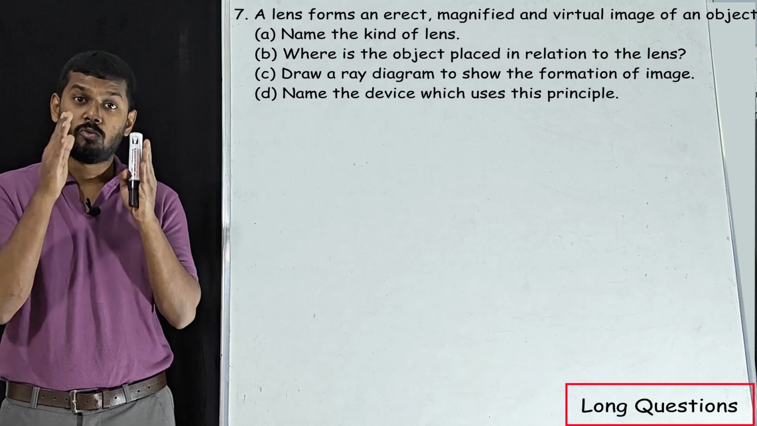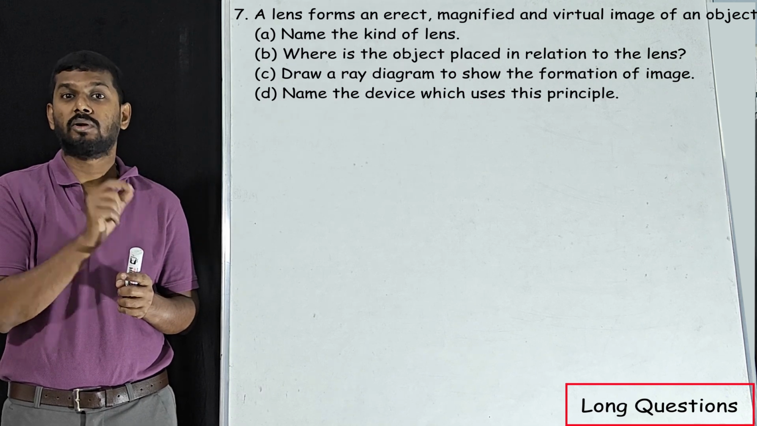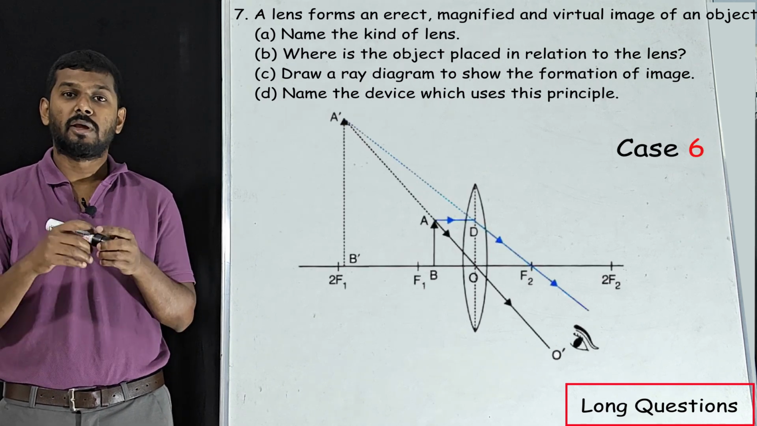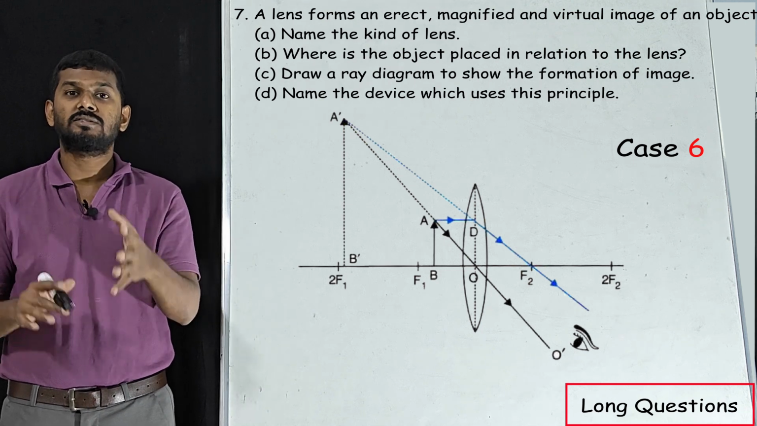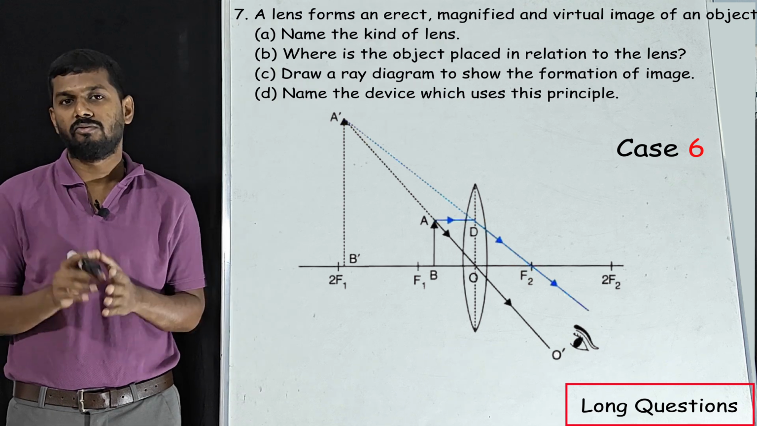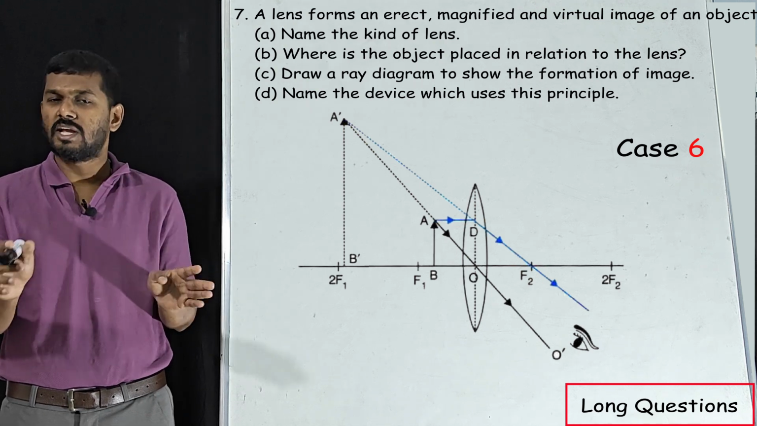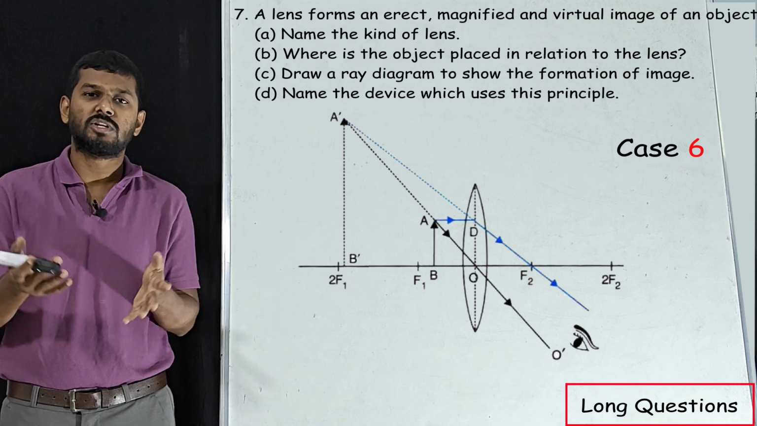But when it comes to virtual, erect and magnified, that word magnified is very much important when it comes to virtual images, because it is only possible in convex lens. Out of convex lens, in which case is that? Case 6, the last case of convex lens. So here also there is no change in the question, direct question only.